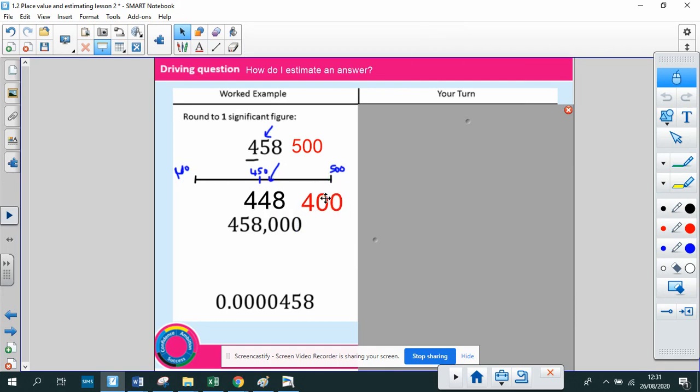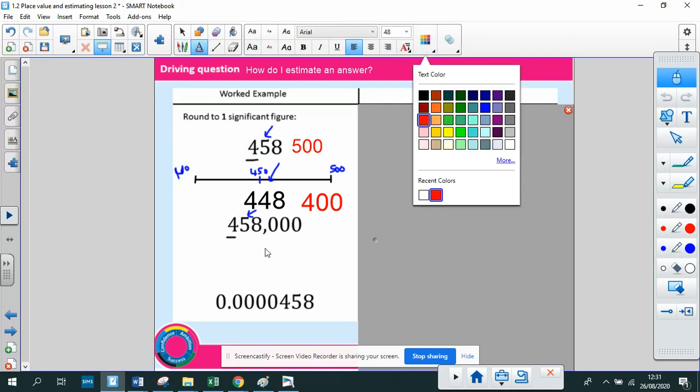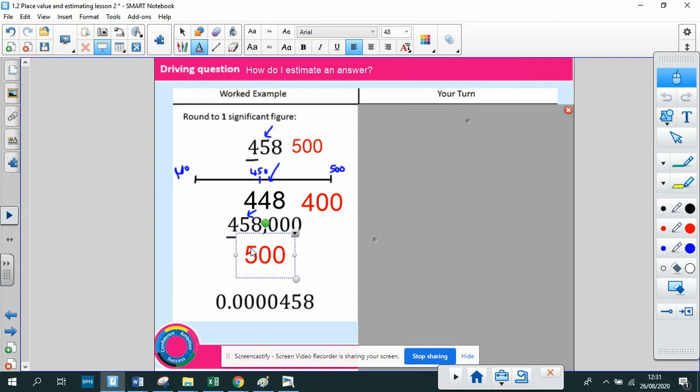Okay, the next question, to one significant figure. So here, the most significant figure is the number furthest to the left, which is the 4. That's our most significant figure, because that stands for 400,000, which has a greater value than 50,000 and a greater value than 8,000. Now the decider is a 5 again, so we're going to round the 4 up to 5, and we'll get an answer of 500,000.